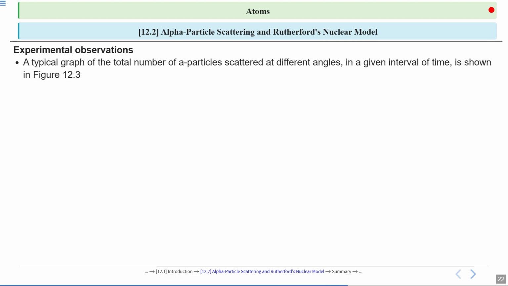Now let's look at the experimental observations. We have a statement about the data collected in these experiments. Scientists measured how many alpha particles were scattered at different angles over a certain period of time. This information was then plotted on a graph, which we will look at next.